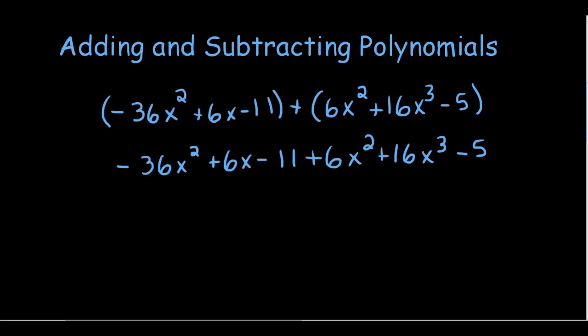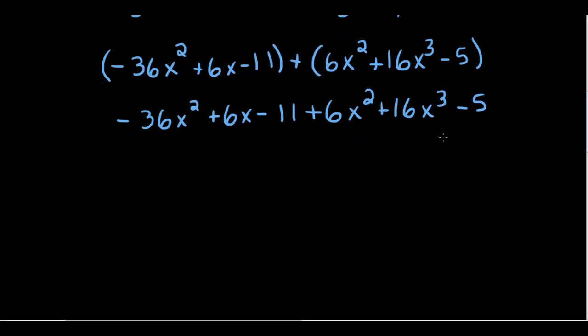And then we are going to combine like terms. Like terms are the ones that have the same variables and the same exponent. So let's see which ones are like terms. This is it. I don't have another one that is x cubed. So then that one is going to be by itself. 16x cubed. I don't have to combine anything.